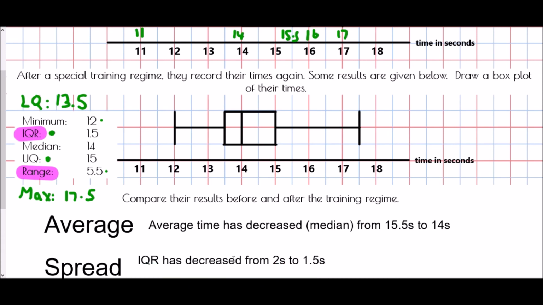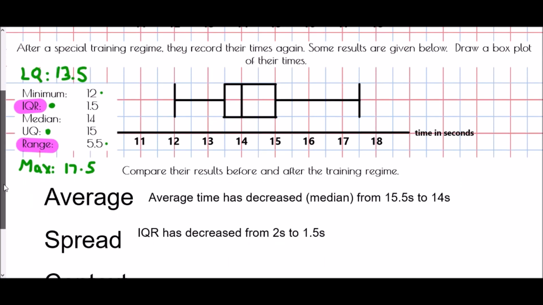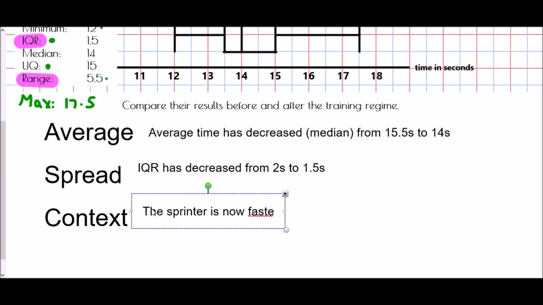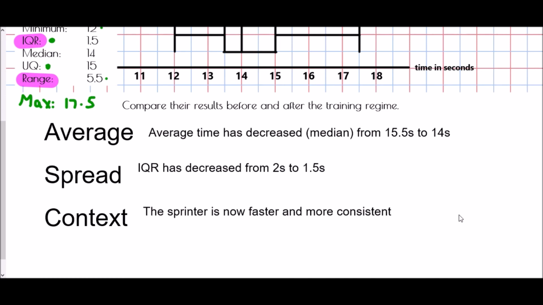Now again, is that good or is that bad? Well, spread is all about consistency. And so, if we have a smaller interquartile range, we have a more consistent result. And so our context would now say the sprinter is now faster and more consistent. That is all the context we need to say and to describe the comparison between the results before and after the training regime.